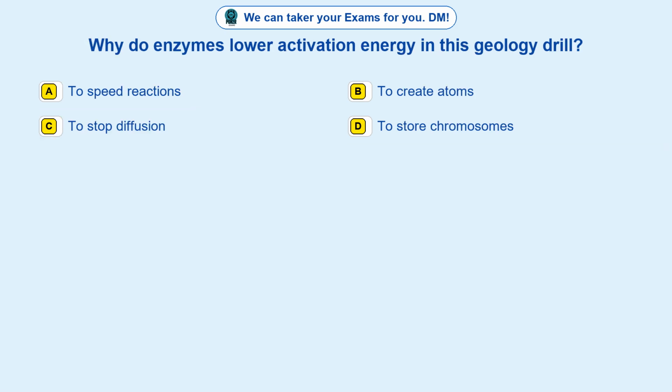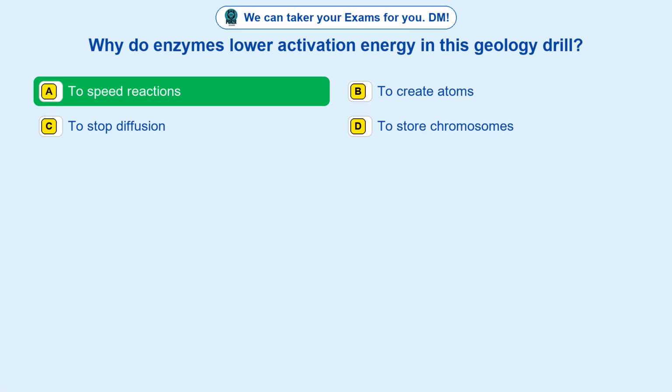Question 5. Why do enzymes lower activation energy in this geology drill? Option A, to speed reactions. Option B, to create atoms. Option C, to stop diffusion. Option D, to store chromosomes. The correct answer is option A, to speed reactions.